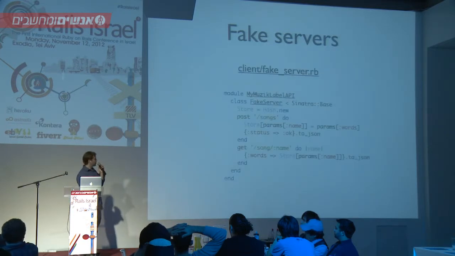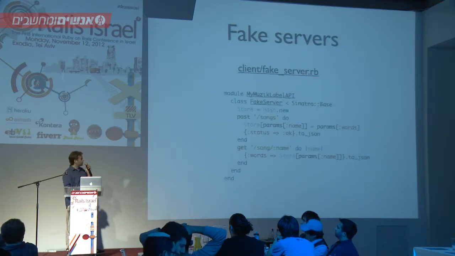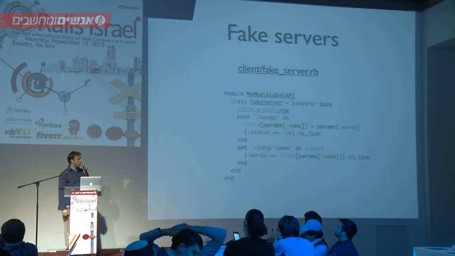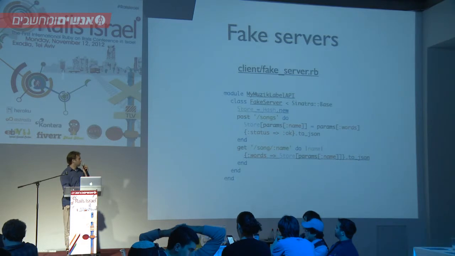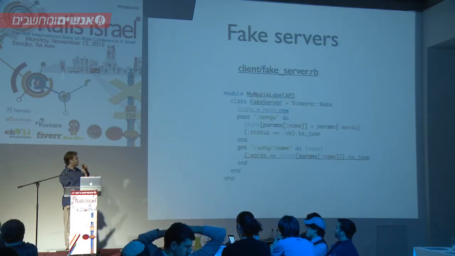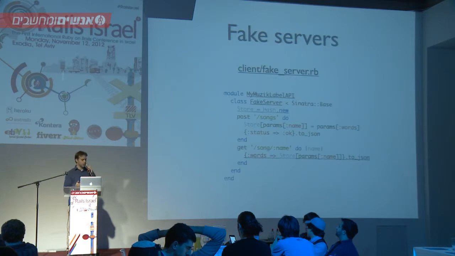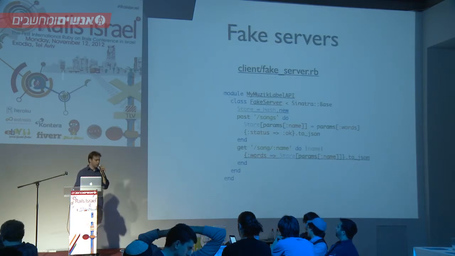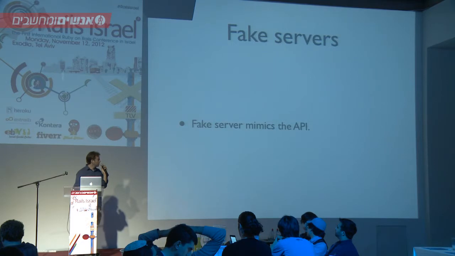Just to zoom in a little bit, we want it to be fast, so we're going to be in memory. We'll use something like a hash or an array or whatever you want, and we'll do all our logic in memory. Then we'll have the same behavior as a real API. If we get the song according to the name, we'll just pull it out of the hash, turn it into JSON, and send it back. And that's exactly what the server is doing. So we want it to mirror the real API.